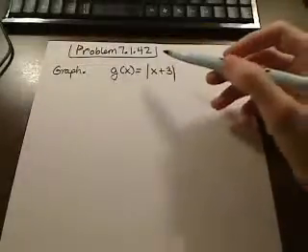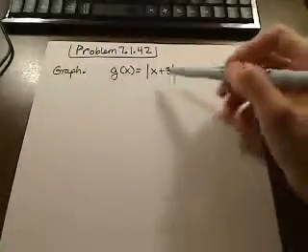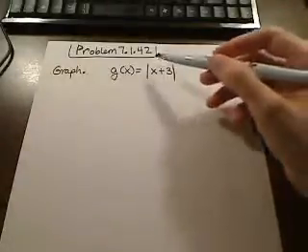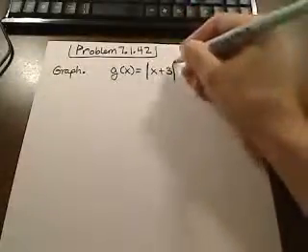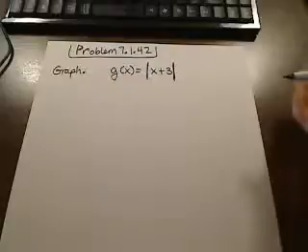Okay, this is problem 7.1.42. They ask us to graph g of x is equal to the absolute value of x plus 3. That's what these big lines are right there. That's telling us that we're dealing with an absolute value.